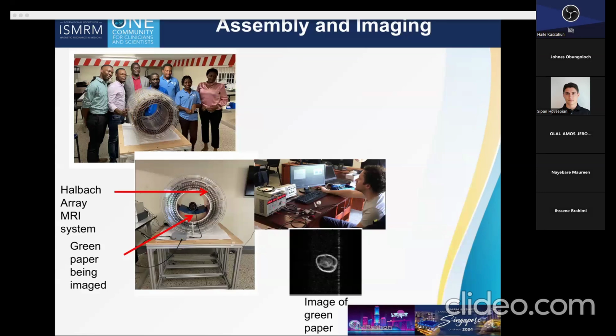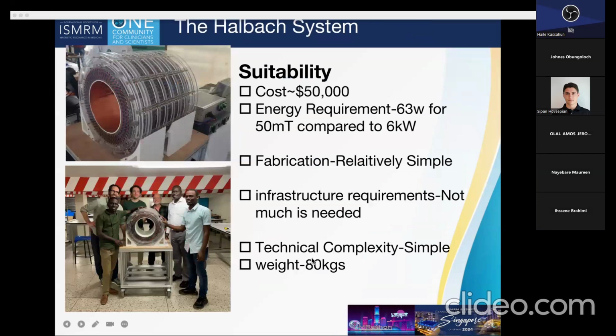The only limitation is that it's a little bit difficult to increase the bore size to fit, for instance, a human torso without the system becoming pretty much not portable again, because the weight grows quickly. So our system here is about 80 kilograms in weight. That constitutes the magnets and some of the supporting infrastructure to hoist the magnet up.